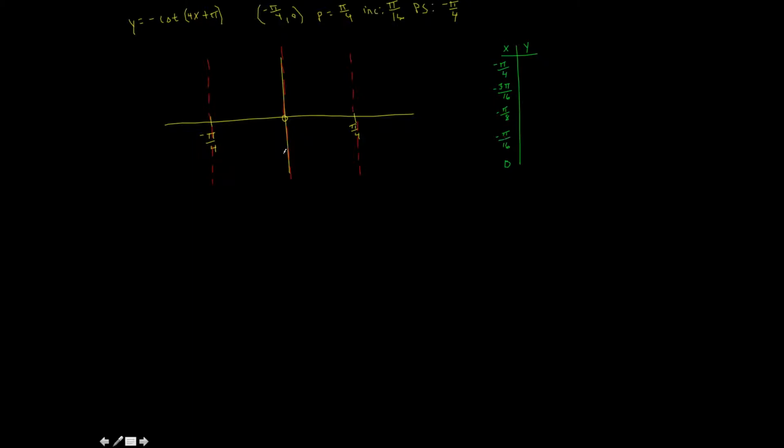Now, we do know for a fact that these two are undefined because they're vertical asymptotes. So we just need to find these other three. So take your negative 3 pi over 16, and we're going to substitute it in our original problem. So 4 times negative 3 pi over 16 plus pi.